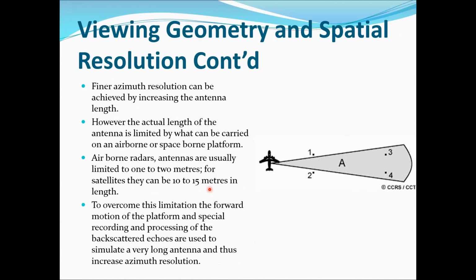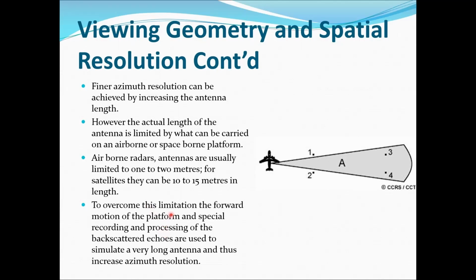Now, really, a satellite cannot carry 1 kilometer of an antenna. I'm emphasizing this because it explains something which is so paramount. To overcome this limitation, that a satellite can only carry 10 to 15 meters of antenna length, we can't carry a kilometer to get accuracy which is within the range we would want.